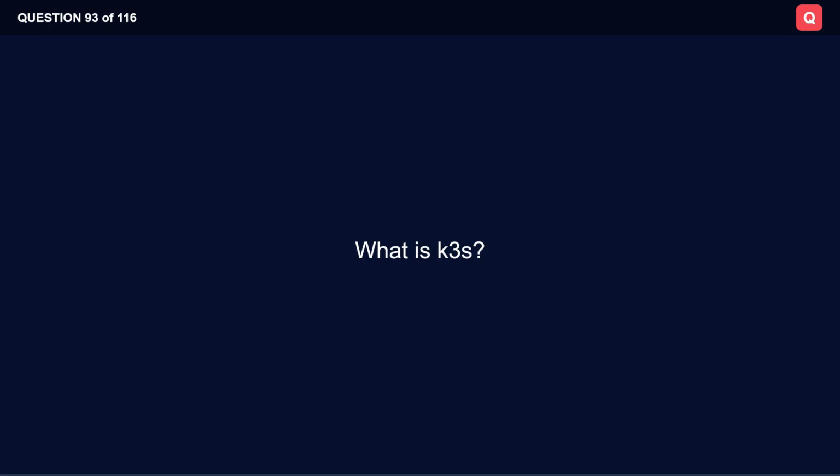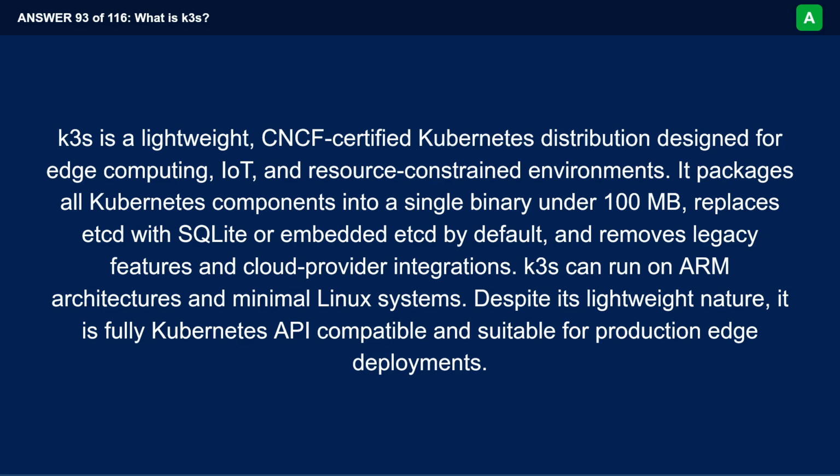What is K3s? K3s is a lightweight, CNCF-certified Kubernetes distribution designed for edge computing, IoT, and resource-constrained environments. It packages all Kubernetes components into a single binary under 100 MB, replaces etcd with SQLite or embedded etcd by default, and removes legacy features and cloud provider integrations. K3s can run on ARM architectures and minimal Linux systems. Despite its lightweight nature, it is fully Kubernetes API compatible and suitable for production edge deployments.